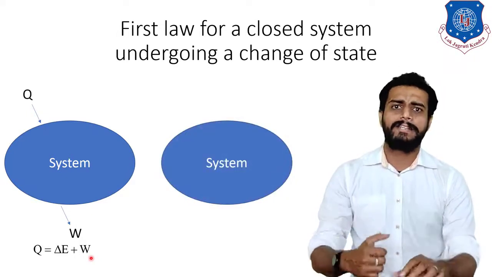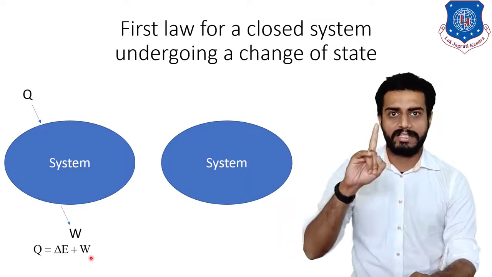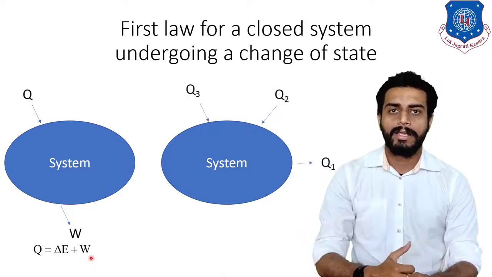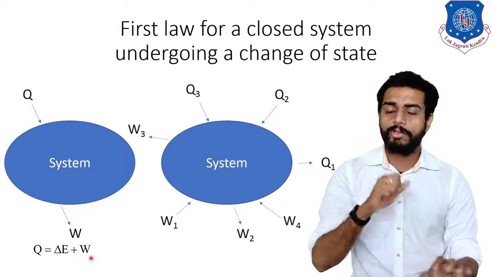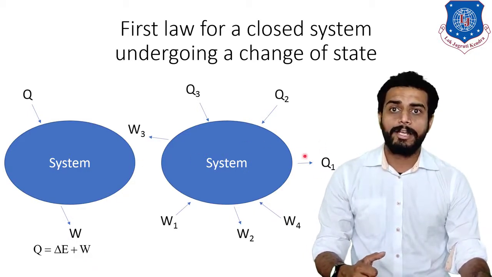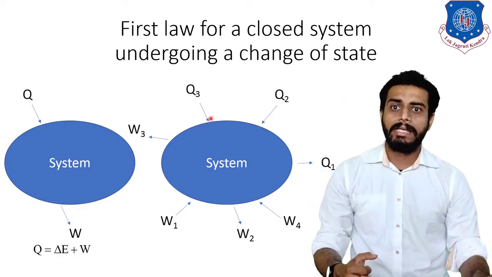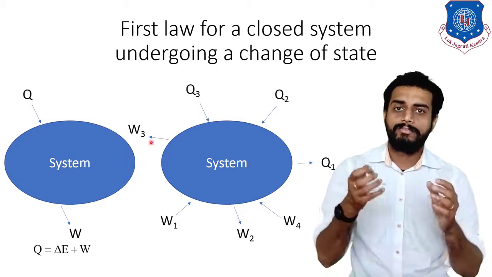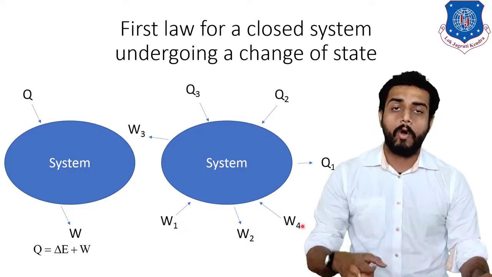Now we will take multiple heat transfers. See, in the previous example, only single heat transfer, only single work transfer was there. Now let us take multiple heat transfers, Q1, Q2 and Q3, and multiple work transfers, W1, W2, W3 and W4. Now if you closely observe over here, then Q1 is nothing but heat rejected by the system, and Q2 and Q3 are heat added to the system. Same way, W3 and W2 are work done by the system, and W1 and W4 are work done on the system.